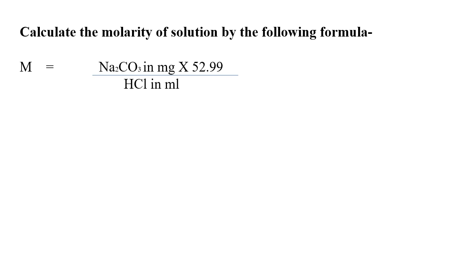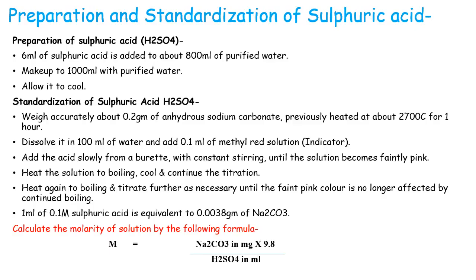This is the formula for calculating molarity: M equals Na2CO3 in milligram into 52.99 upon HCl in ml. Preparation and standardization of sulfuric acid. For preparing sulfuric acid solution, measure 6 ml sulfuric acid and fill it in a container and add about 800 ml purified water. Then after mixing, make up the volume up to 1000 ml with water and then allow it to cool for some time.